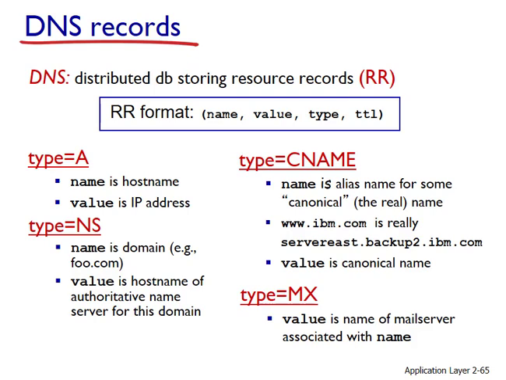The meaning of name and value depend on the type. If the type equals A, then name is a host name and the value is the IP address of the host name. If the type is NS, then name is a domain such as Amazon.com and the value is the host name of the authoritative DNS server that knows how to obtain the IP addresses of hosts in that domain. This record is used to route DNS queries further along in the query chain.